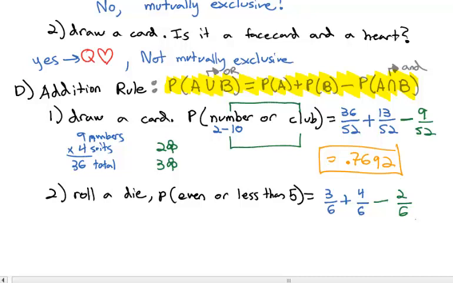And so when we do this on the calculator, 3/6 plus 4/6 minus 2/6, we end up with a probability of 0.8333.